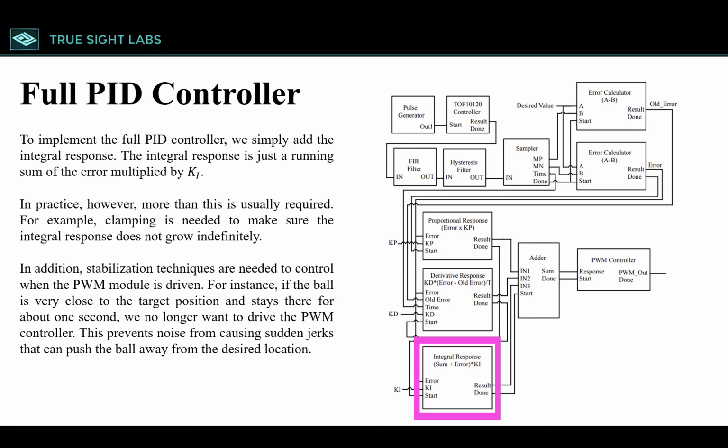In practice, however, more is usually required to make the integral response usable. For example, clamping is needed to ensure that the integral term does not grow indefinitely. In addition, stabilization techniques are needed to control when the PWM module is driven. For instance, if the ball is very close to the target position and stays there for about 1 second, we no longer want to drive the PWM controller. This prevents noise from causing sudden jerks that can push the ball away from the desired location.